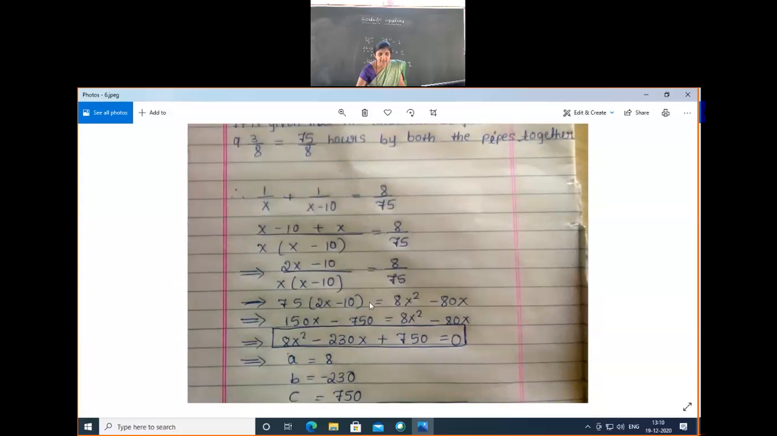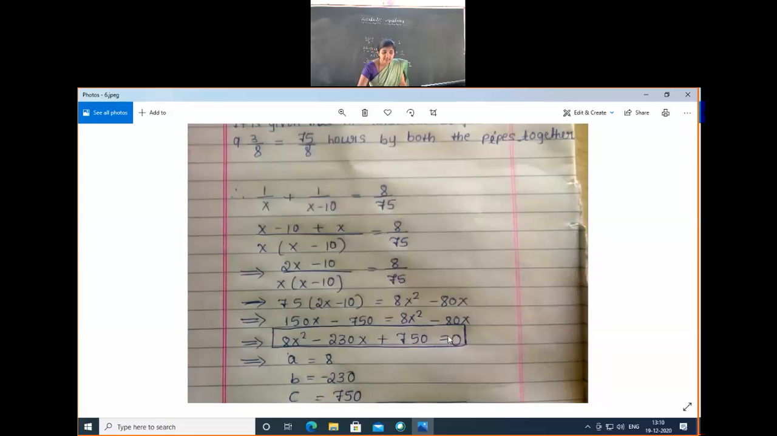Then cross multiplication. So here we did cross multiplication: 75 into 2x minus 10 is equal to 8 into x into x minus 10. Multiplying that, we get x square minus 10x, that is 8x square minus 80x. So next, 150x minus 750 is equal to 8x square minus 80x. So transform everything to one side, making one side 0. Then 8x square minus 230x plus 750 is equal to 0.